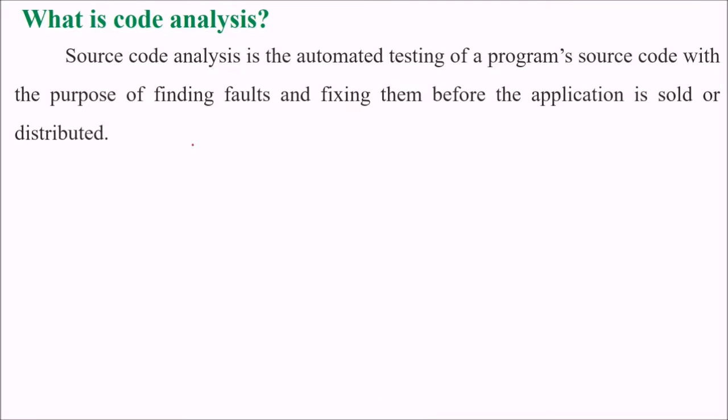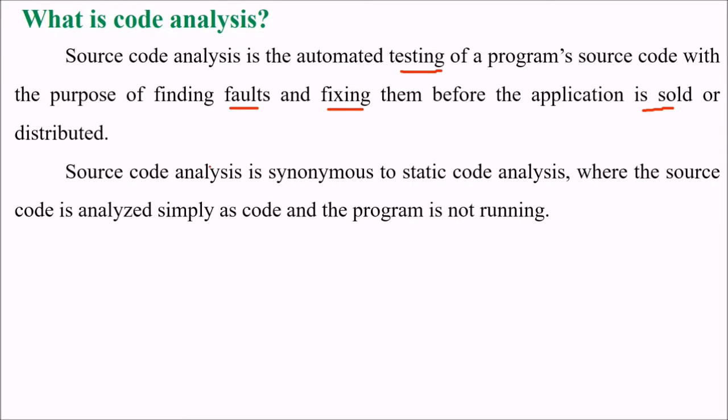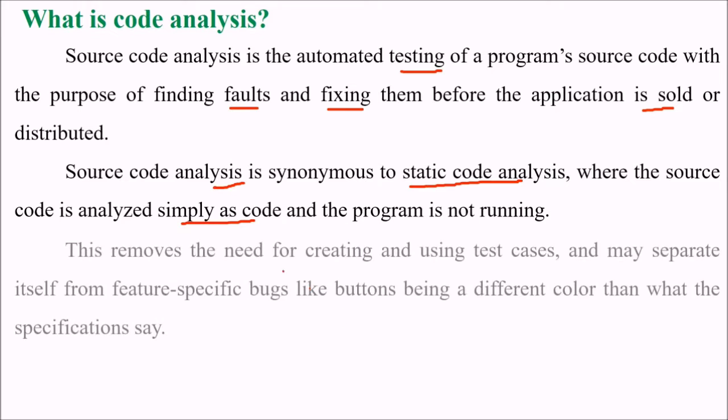What is code analysis? Source code analysis is the automated testing of a programmer's source code with the purpose of finding the faults or the bugs and fixing them before the application can be distributed or sold. So this source code analysis is actually synonymous to static code analysis, where the source code is analyzed simply as code, without running it, so the program is not running.